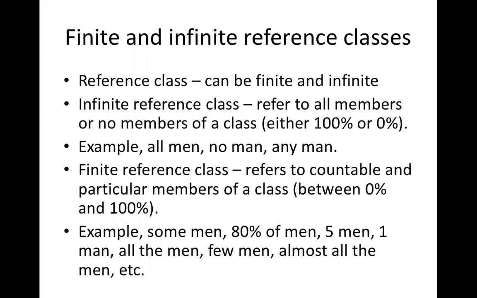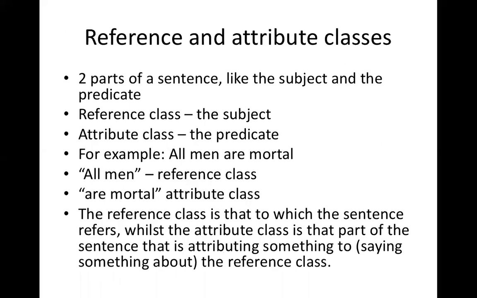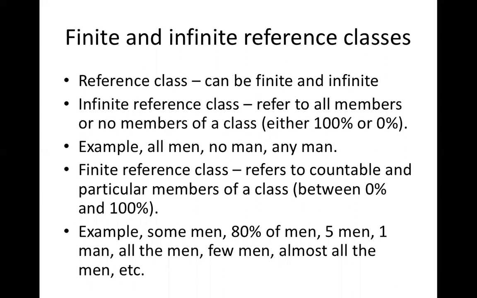Now, let's look at the reference classes. When we come to the reference class, let me go back. We're saying that in the sentence, all men are mortal, all men is the reference class. Are mortal is the attribute class. Okay, so let's look at reference classes. Reference class can be finite or infinite. The infinite reference class refers to all members or no members of a class, either 100% or 0. Example: all men, no man, any man. So it is either all or none. That's the infinite reference class.